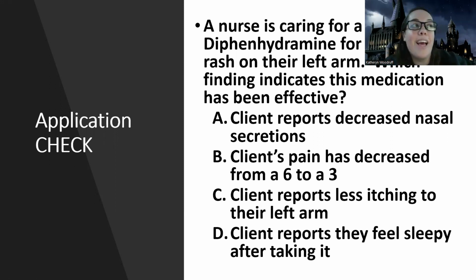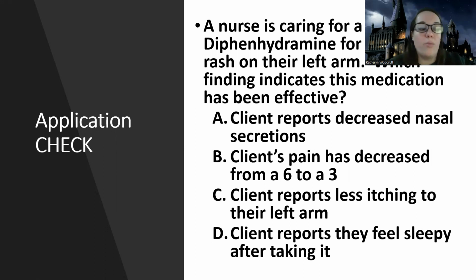That is, and people told me to give more of a pause here if you're wondering why I'm being dramatic, but you also could just pause me. There should be a pause button for this video, but diphenhydramine is a first-generation antihistamine. So they are taking a first-generation antihistamine for an allergic rash on their left arm. Which finding indicates this medication has been effective?